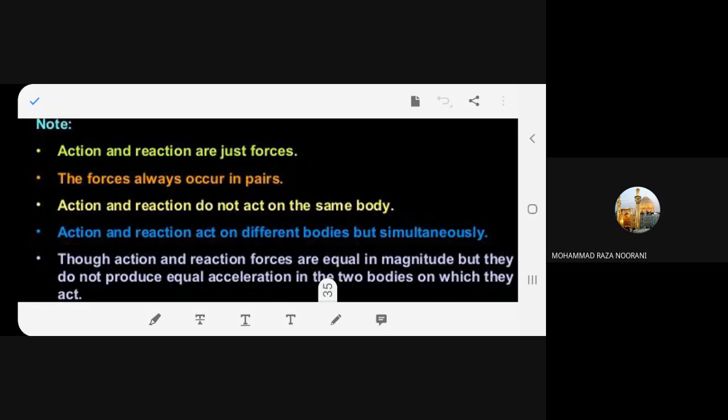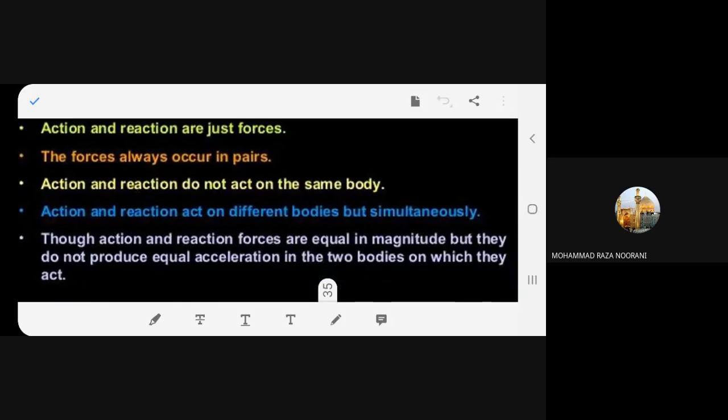Action and reaction are just forces. The forces always occur in pairs. Action and reaction do not act on the same body. Action and reaction act on different bodies, but simultaneously. Say it again: simultaneously. Say with me: simultaneously. Very good, very good. See, you're doing very fine.